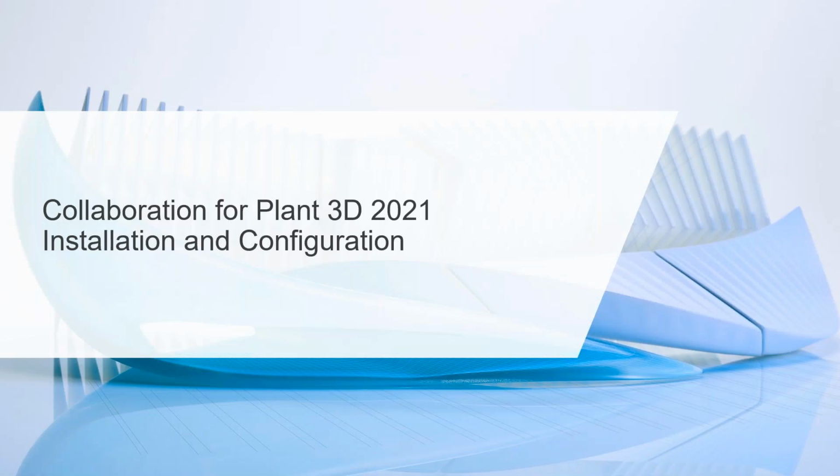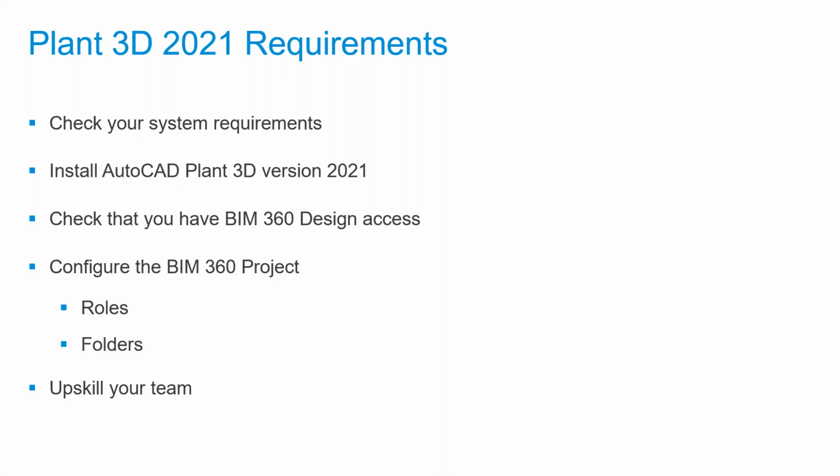And then looking at the installation and configuration of just Plant 2021 in general, first thing you want to do is check your system requirements, make sure you meet at least the minimum, preferably the recommended requirements. You'll install Plant 2021. You'll check that you have BIM 360 Design access, and then configure the project, set up your roles and folders, and then make sure everybody's up to speed on how to work in that environment.